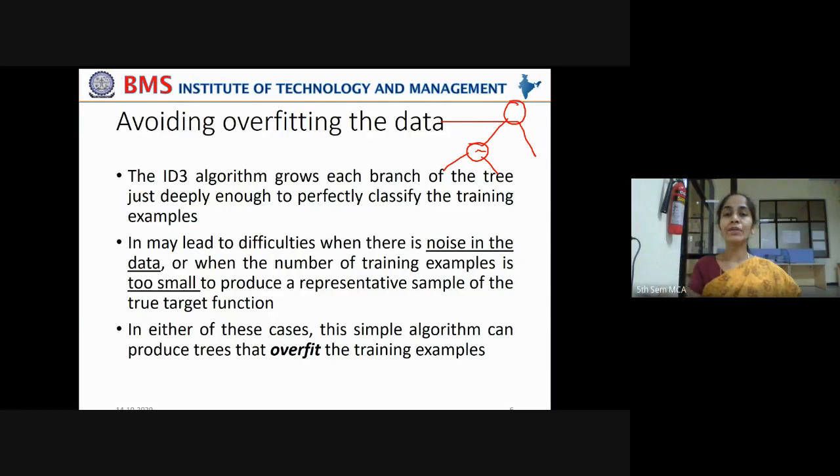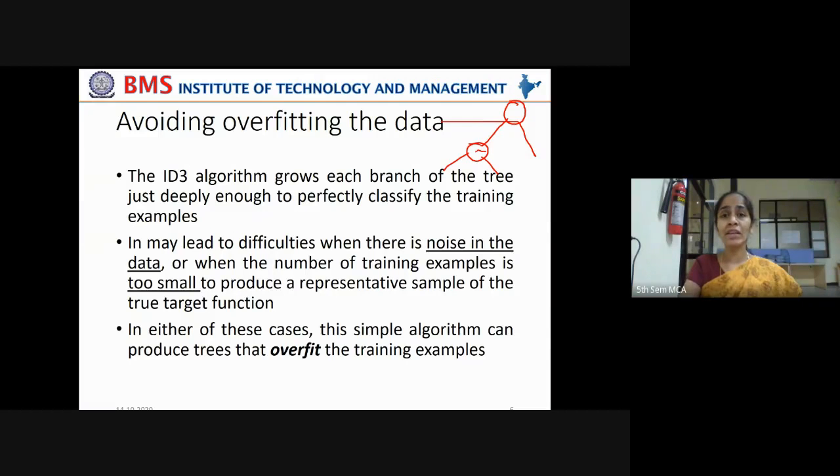Now, it may lead to difficulties when there is noise in the data, or when the number of training examples is too small to produce a representative sample of the true target function. When very few training examples are given, this decision tree can't be optimally built because it can't learn sufficiently from so few training examples.